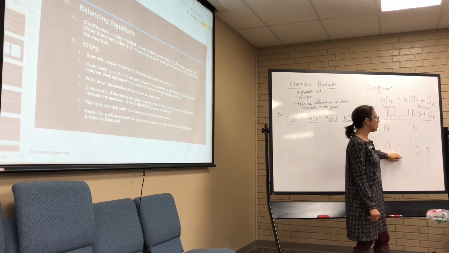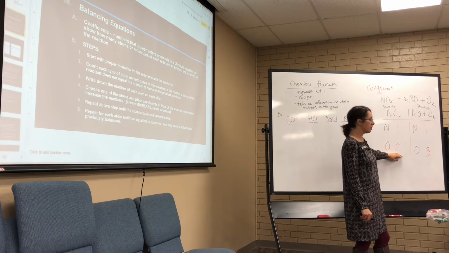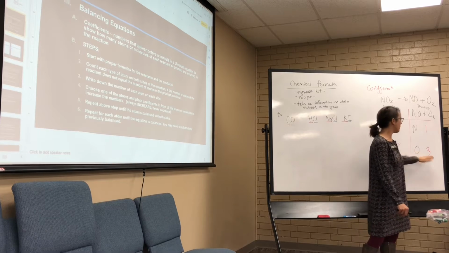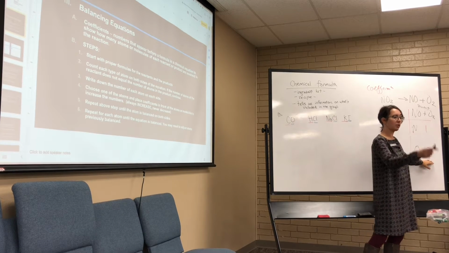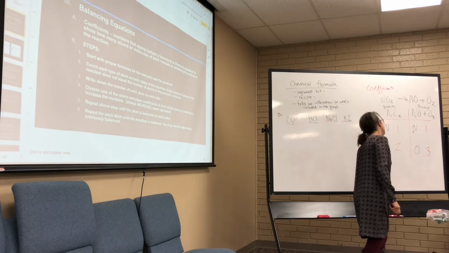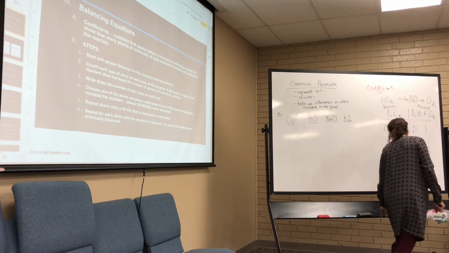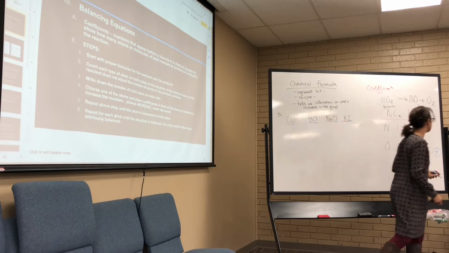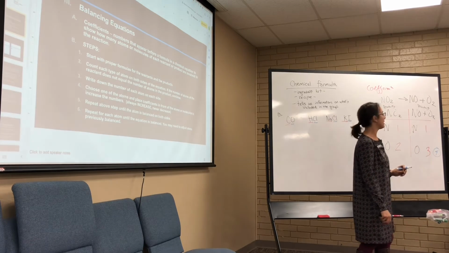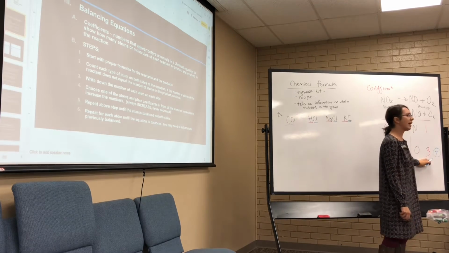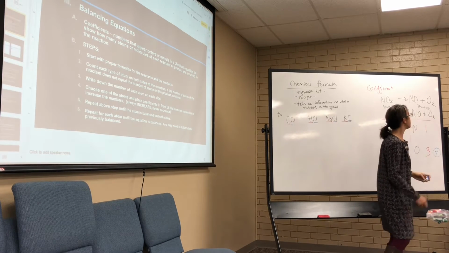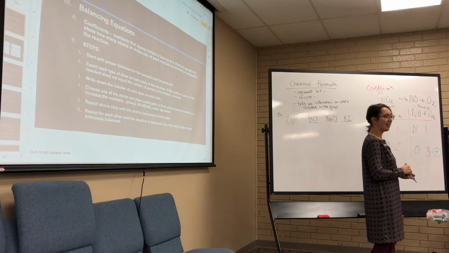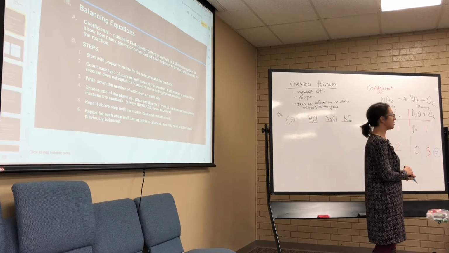Since my 2 always comes in pairs here, what's the next pair that oxygen could go to? Good job, Gavin. 4. So I want 4 oxygen. I don't want 3. I want 4 over here. How do I get 4? I need to look for a way to add 1 more. So we're going to go up to our equation and say, where can I add 1 more oxygen?